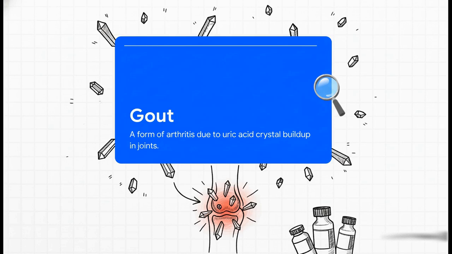All right, next up is gout. Let's make this super simple. Just picture tiny, sharp, needle-like crystals made of uric acid building up in a joint, usually the big toe. That's it. It's those little crystals that cause that sudden, excruciating pain. And if you can remember, it's all about the crystals. The medications are going to make perfect sense.